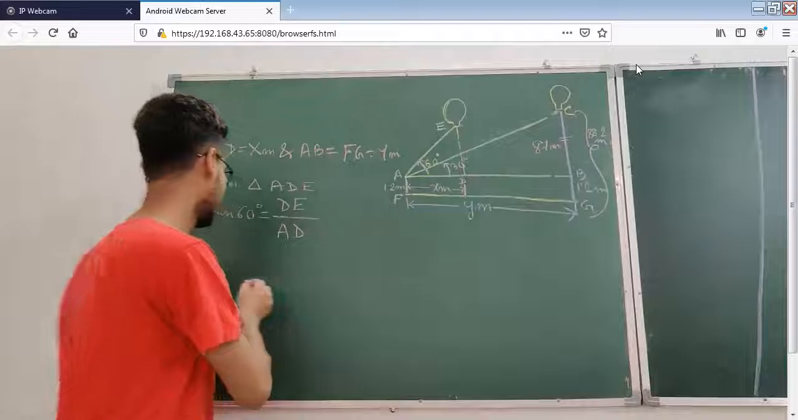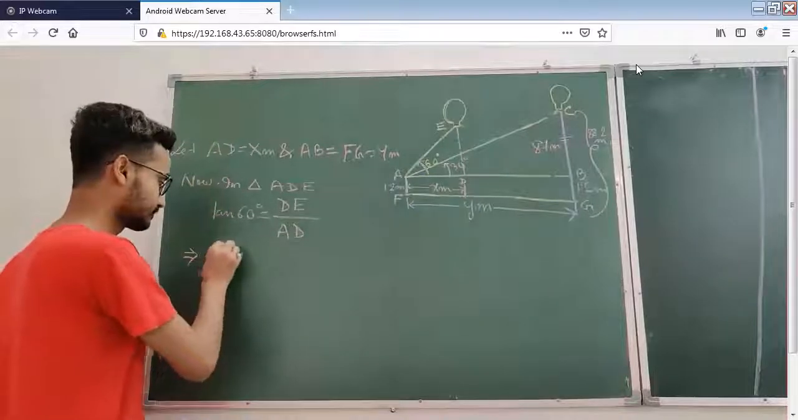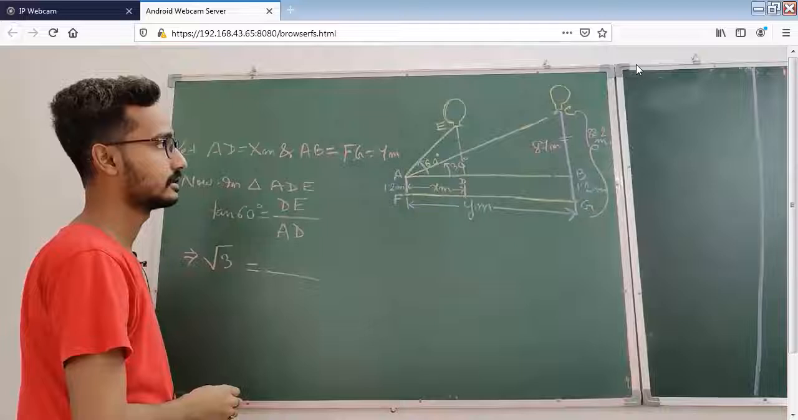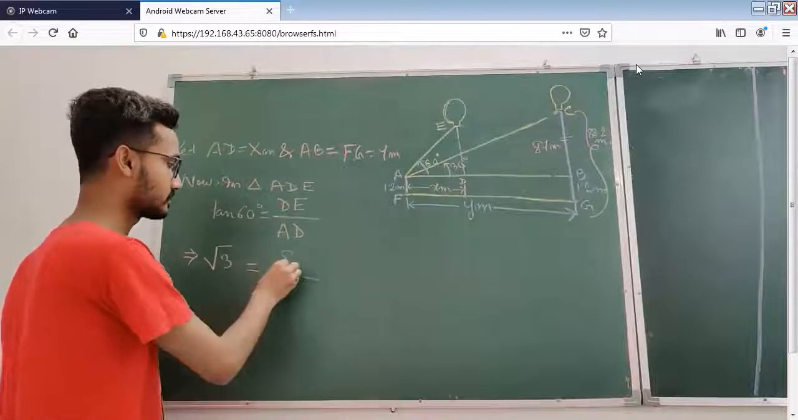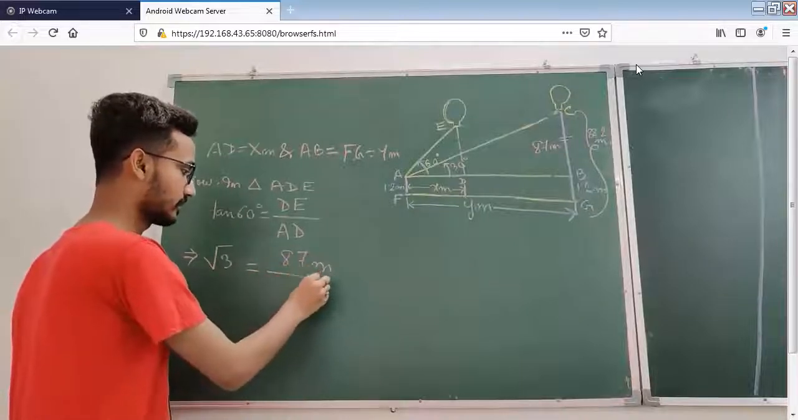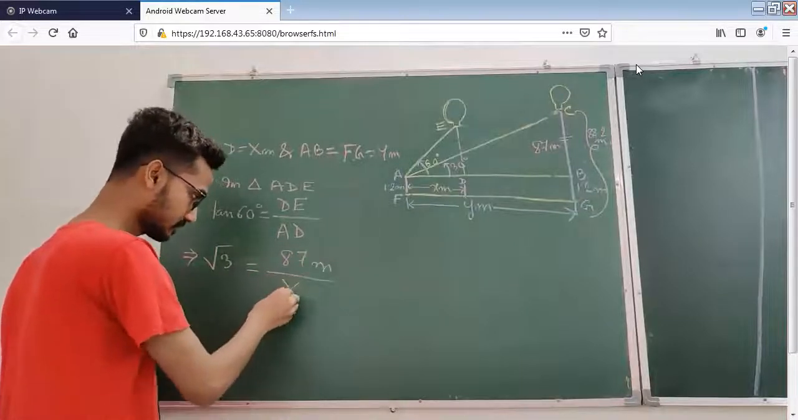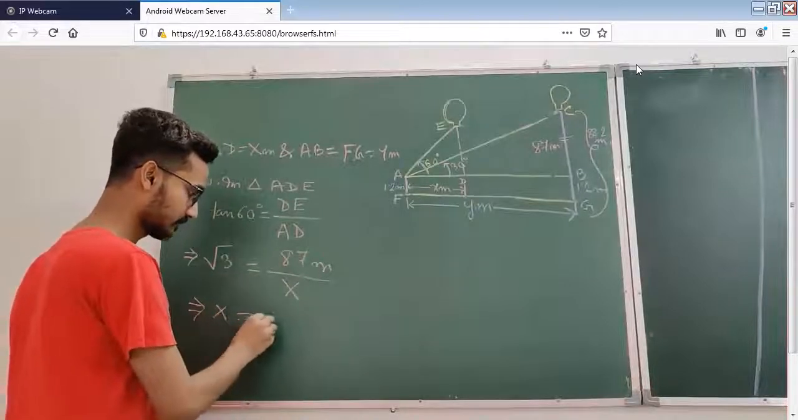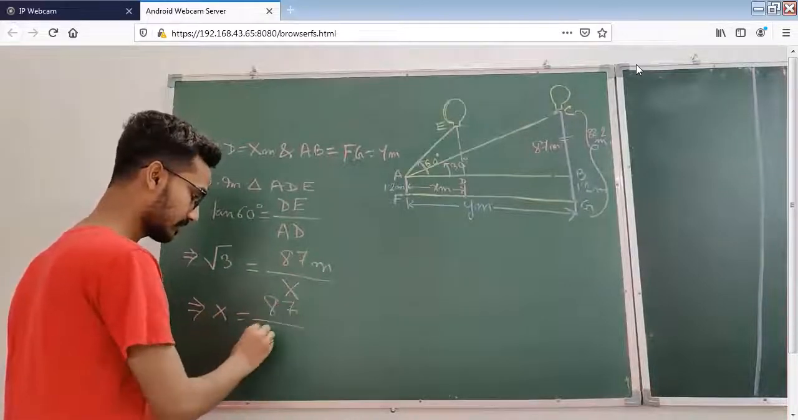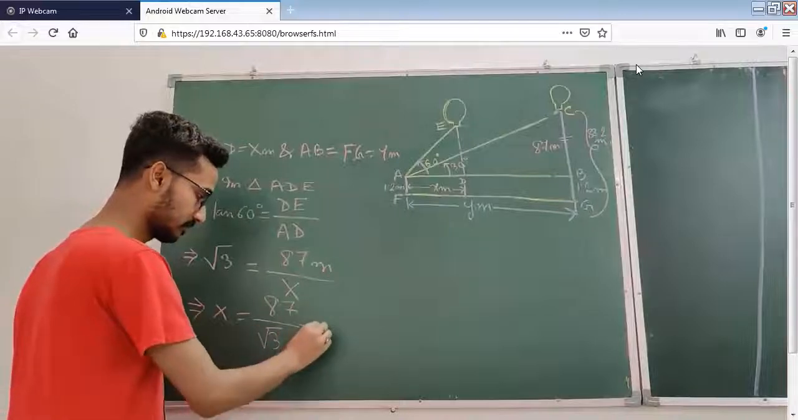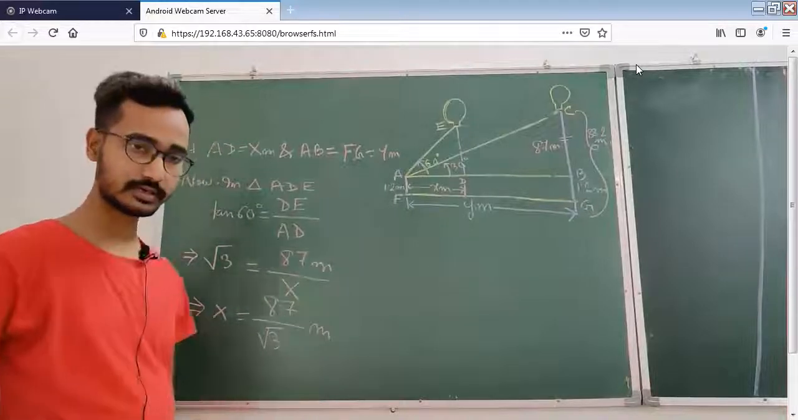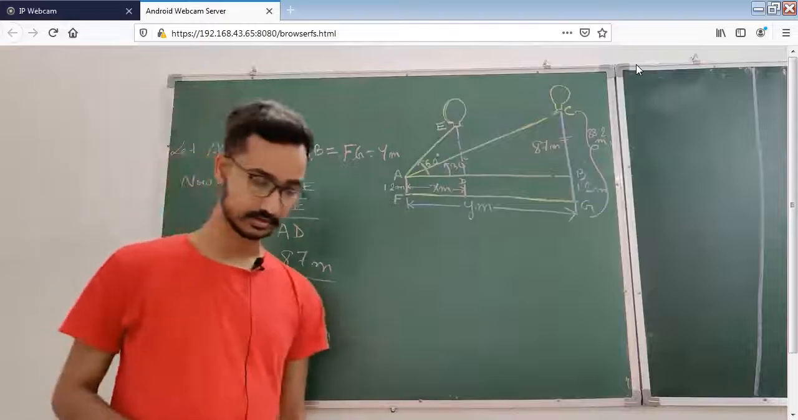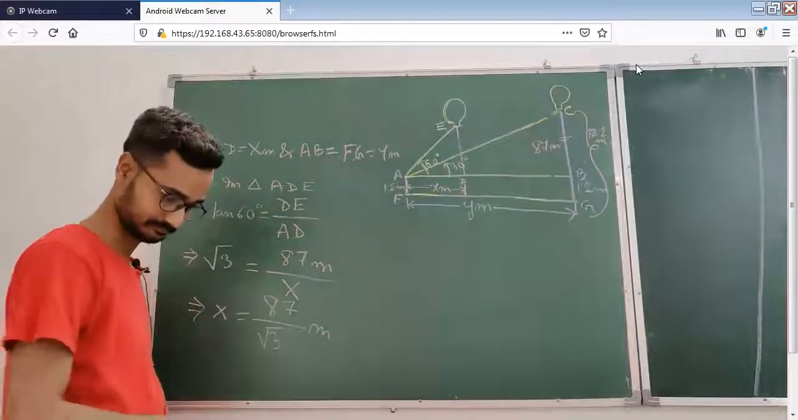Now see, what is the value of tan 60? Root 3. What is the value of DE? We have already found the value of DE is 87 meter. And AD we can write X. That means the value of X will be, if you cross multiply and divide, 87 by root 3. This will be the value of X. Yes or no? So keep it like this.